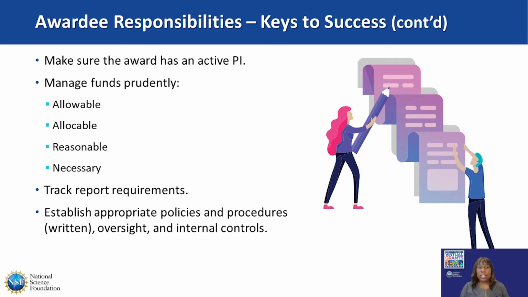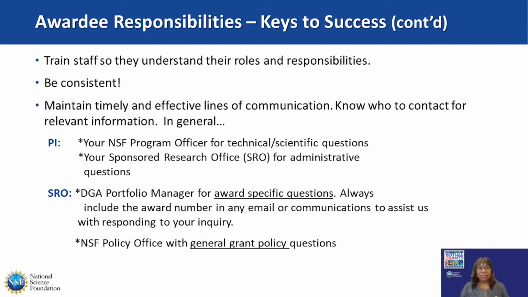Make sure the award has an active PI. Manage your funds prudently. Make sure the funds are allowable, allocable, reasonable, and necessary. Track report requirements and establish appropriate policies and procedures, as well as oversight and internal controls. Train your staff so they understand their roles and responsibilities. Be consistent and maintain timely and effective lines of communication.